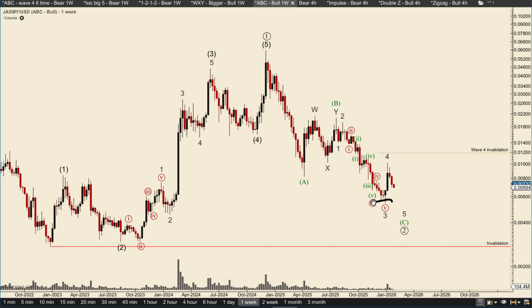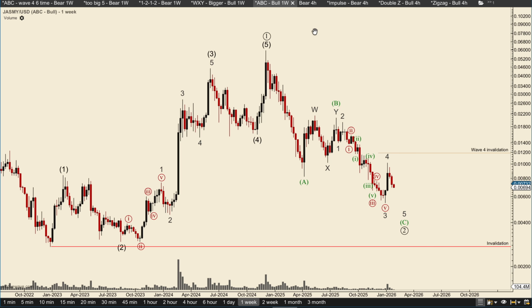So either we are done here and we need to remove one of these 1-2s and recount it, or we have one more leg down to this wave 2. And it's very important to remember that we are invalidated here with this bullish scenario. So at 0.00273, taking out this low, then the highest probability for the bulls is invalidated.